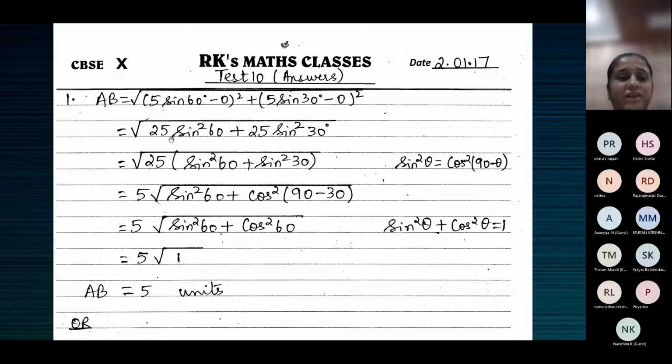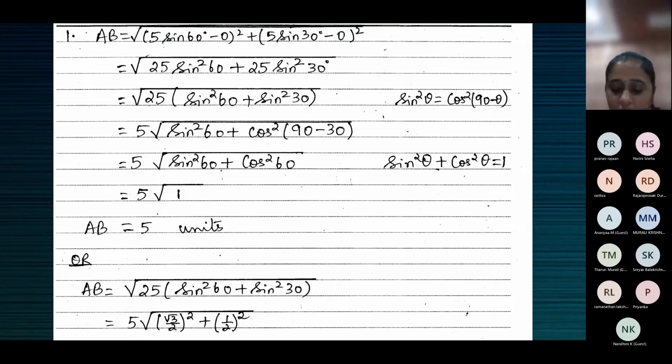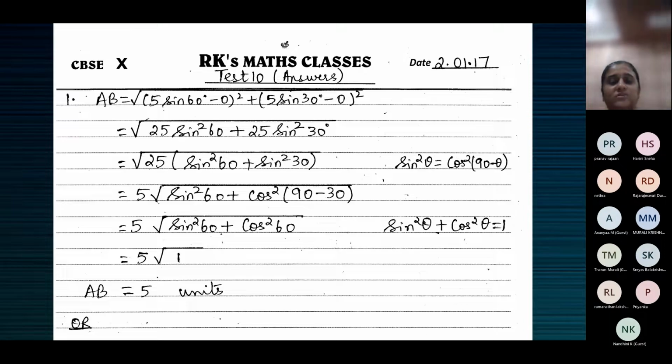Now here what I've done, I've taken 25 common. Whenever there's something common, to simplify the calculation, take it out. Then what I've done is sine square 60, sine square 30 in the bracket. Then I want to use this identity, sine square theta plus cos square theta is 1. I have another way also, which I've done as an alternate method, so listen to this first.